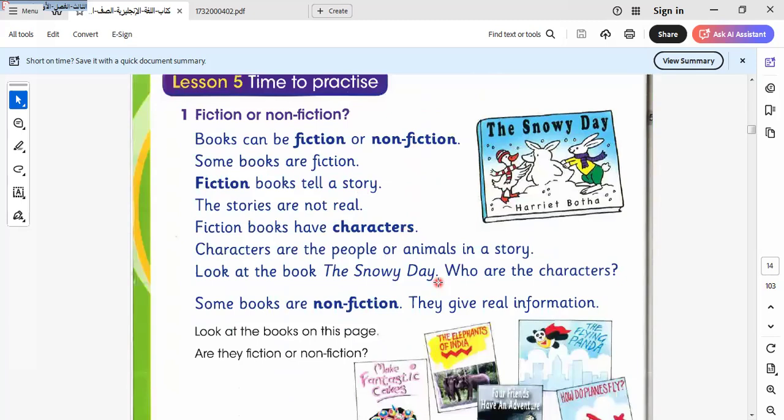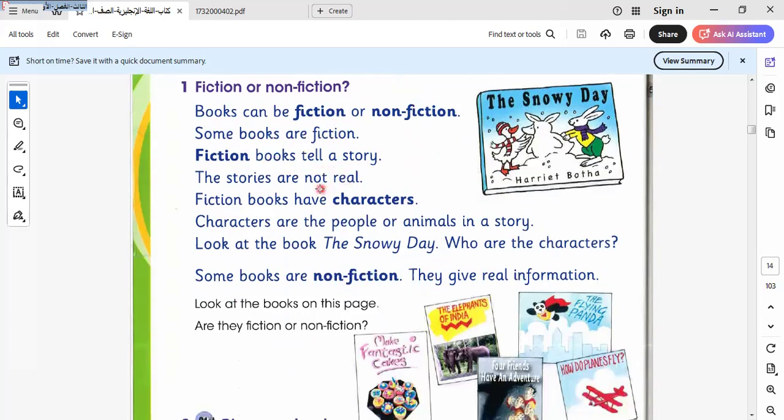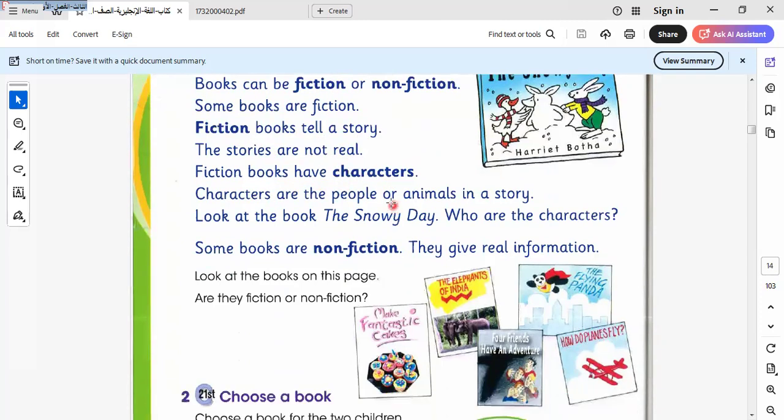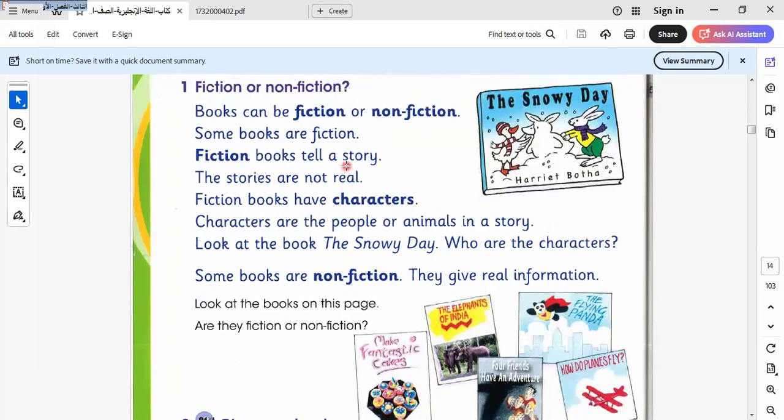So here in this part we know two kinds of stories: fiction and non-fiction. Okay, fiction means the books that tell us things that are not real. Fiction books have characters that are not real. For example, we can imagine the dog as a person. So it's not real. So fiction means stories are not real.